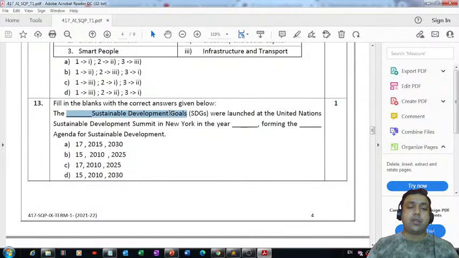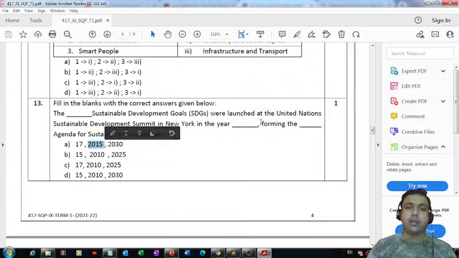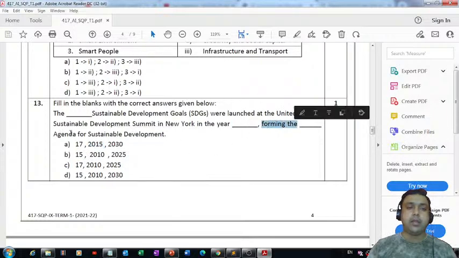The dash sustainable development goals. So in total, there are 17 sustainable development goals. So either A is right or C is right. Now out of these two, we'll have to find out the correct answer. In the year dash, so they were formed in the year 2015 and they were forming the dash agenda. So 2030 agenda. So for this question number 13, option A is correct.